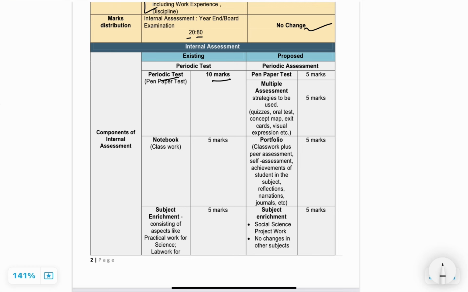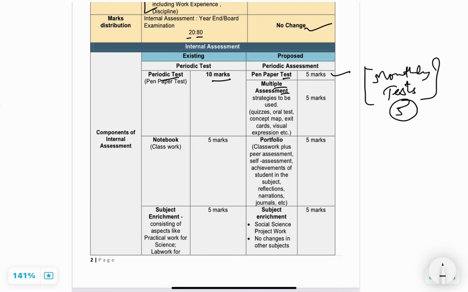First, periodic test, the weightage is 10 marks. So same, it means this is a pen paper test, 5 marks. Now in class 10 you will be having your monthly tests and other class tests, so you will be given 5 marks weightage on the basis of your performance in these monthly tests.